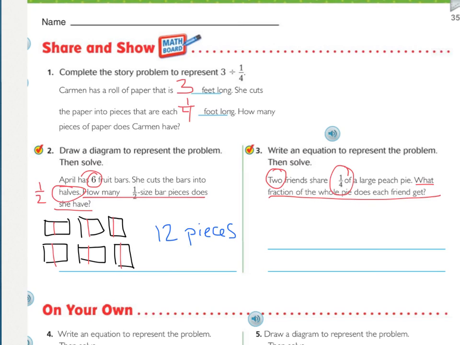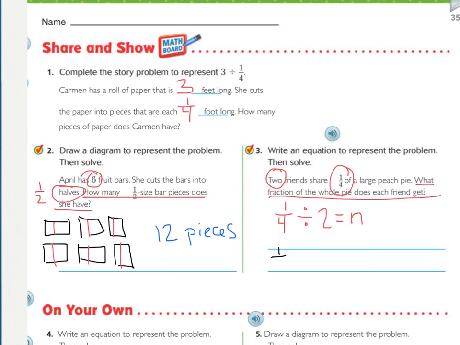Okay? So we're starting with what? We're starting with the pie. That's what's being broken up. So that's 1/4, and we're dividing it by how many people? 2. And just to keep the algebraic part going, we'll just use an n here because that's what we're looking for. Okay, now let's rewrite this in our multiplication sentence.